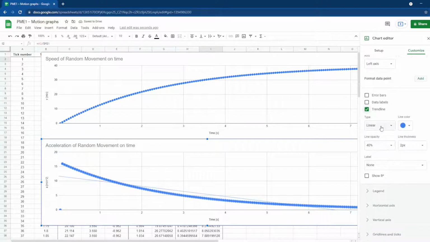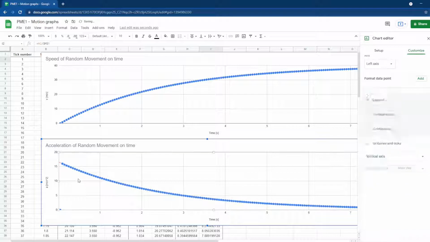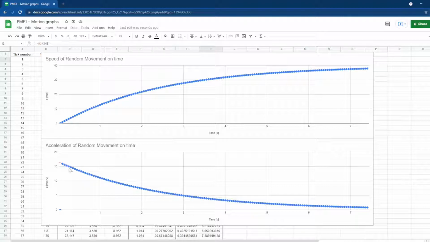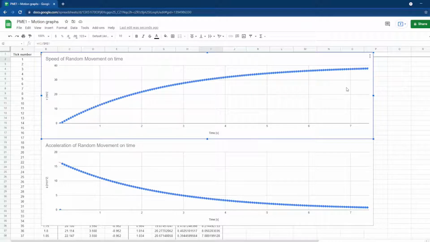So I'll just click trend line, and it looks like it's an exponential one. So let's select that, and we'll make it a different color so we can hopefully see it better. Not really. Now we can see that the trend line very closely hugs the data points. So my guess is acceleration on a boat really does decrease exponentially, which means mathematically that it will never reach 0, which also means that we should keep speeding up forever. Now, I do not know what happens at extreme speeds.